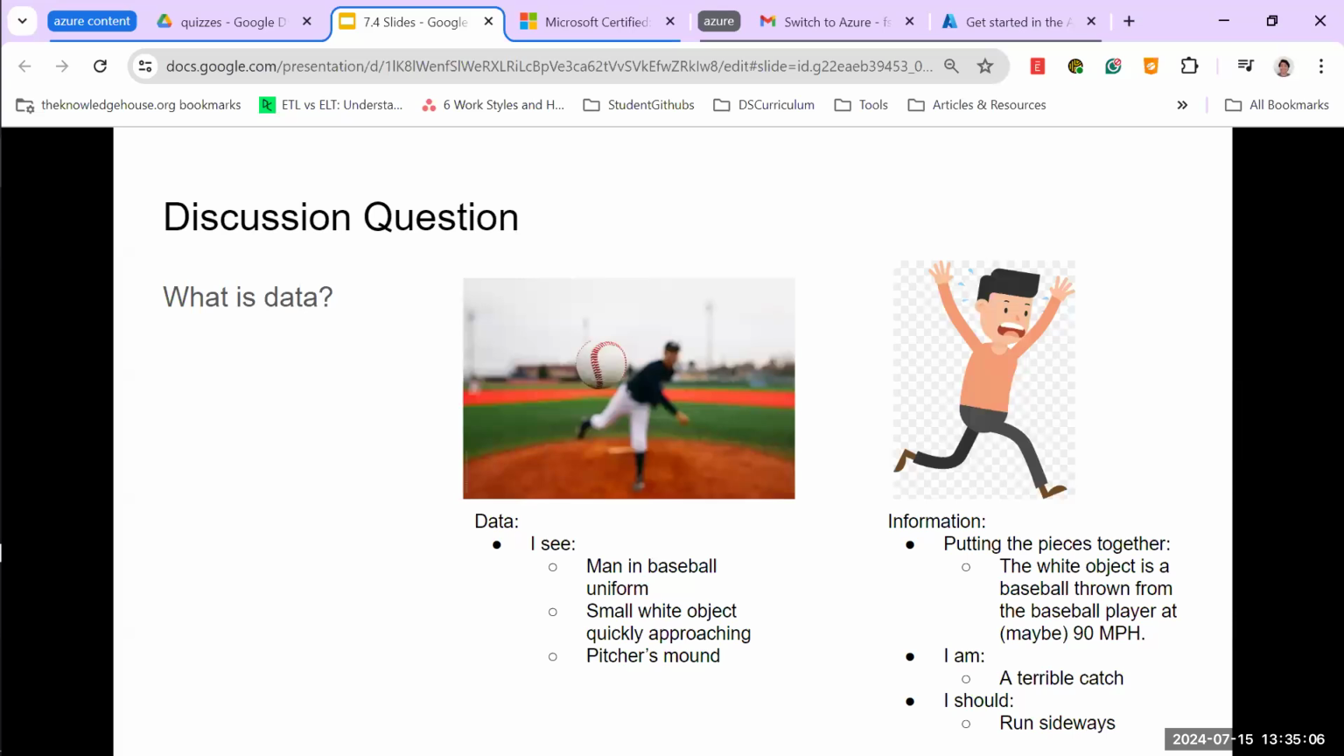Piece of information 1, I'm a horrible catcher. I've never played baseball before. Information 2, that baseball looks like it's traveling very, very fast. So therefore, the action, the insight that I'm going to glean from that is it's time for me to run sideways. Hopefully through that ridiculous example, you can see the difference between data and information. I'll let you take from that whatever you can.